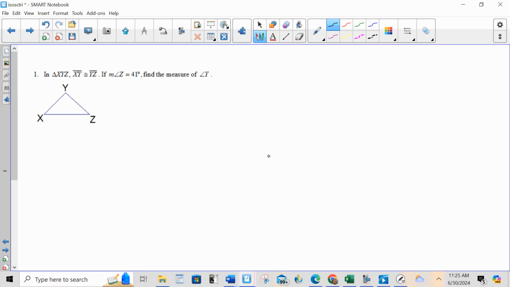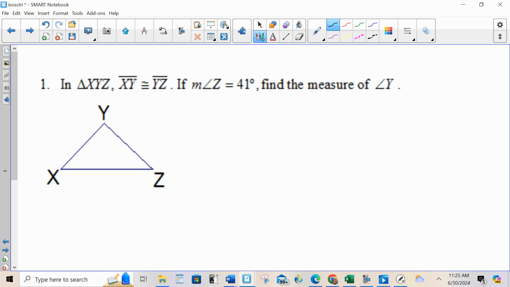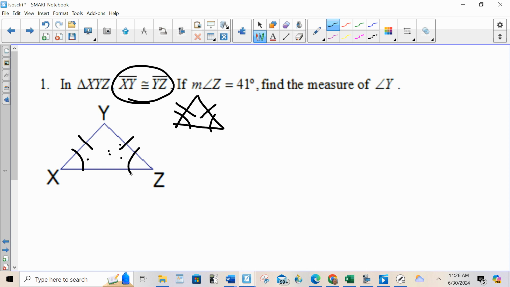So let's make it a little bit bigger. In triangle XYZ, XY is congruent to YZ. Whenever you see that two sides are congruent, mark the sides, mark the angles opposite them. So if XY is congruent to YZ, then angle X is congruent to angle Z. Now that I marked that, you'll see how the problem comes together pretty nicely. If angle Z is 41, since I marked that Z and X are the same, X must also be 41.